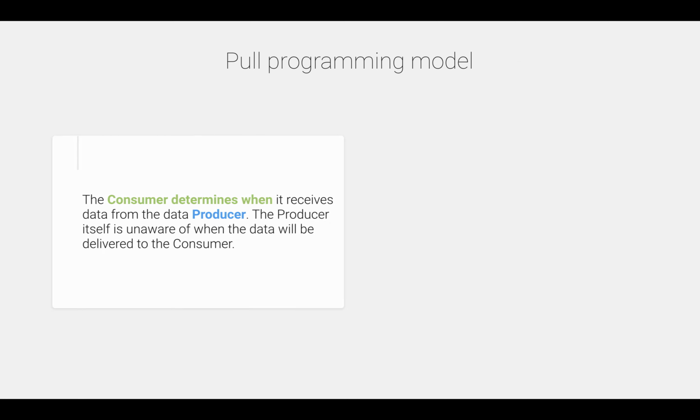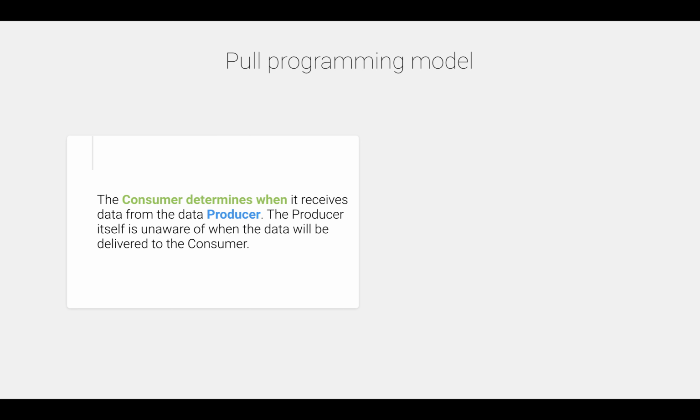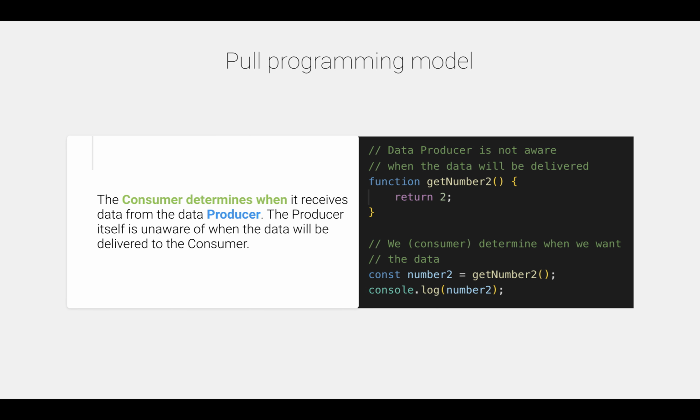Next, we have a programming model called pull. So what is the pull programming model? We know what a consumer and a producer are already. So in a pull programming model, the consumer determines when it receives data from the data producer. The producer itself is unaware of when the data will be delivered to the consumer. So let's translate that a little bit. The consumer determines when it receives data from the producer.